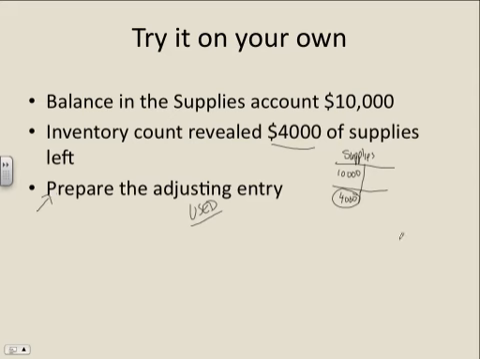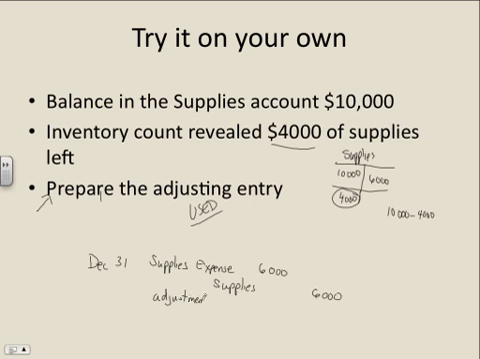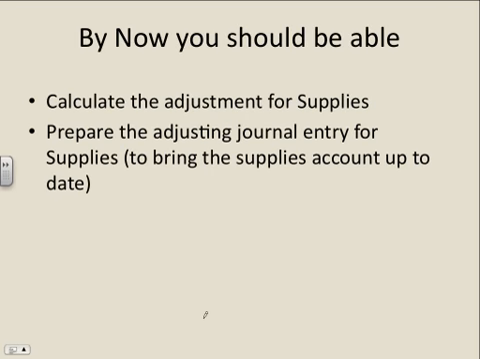Okay, welcome back. In order to keep moving, we're going to take that $10,000 minus the $4,000 of what we have left, and therefore we must have used $6,000. So 10,000 minus 6,000 equals 4,000, which is what we want. So the adjusting entry, adjusting entries are always at the end of the year. So we're going to go December 31st. We're going to debit supplies expense, and it's always how much you used. We used $6,000, and we're going to credit supplies. And your explanation is going to be adjustment for supplies.